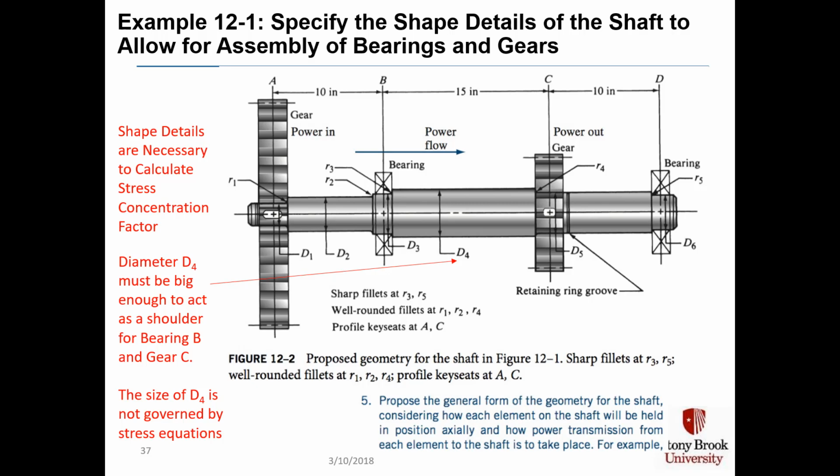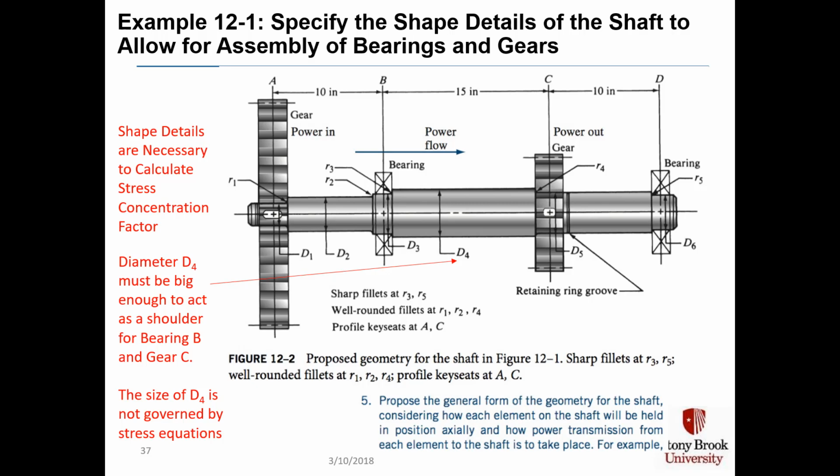We will get more into how you size D4 exactly when we explain Chapter 14 on bearings and details of bearings. When we get to diameter D5, we have a profile keyseat for gear C to assemble to the shaft, and we're using a retaining ring groove at D5 to keep the gear from moving to the right.